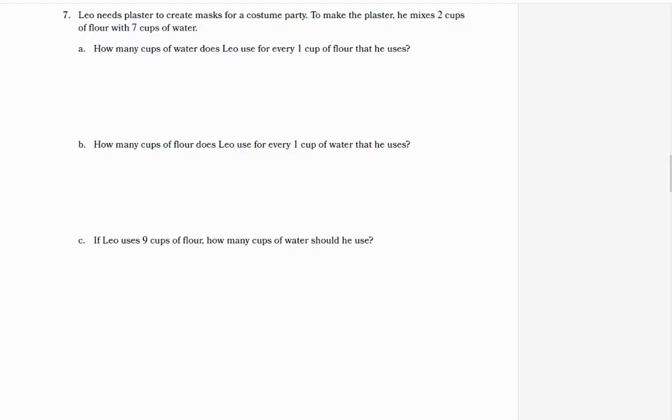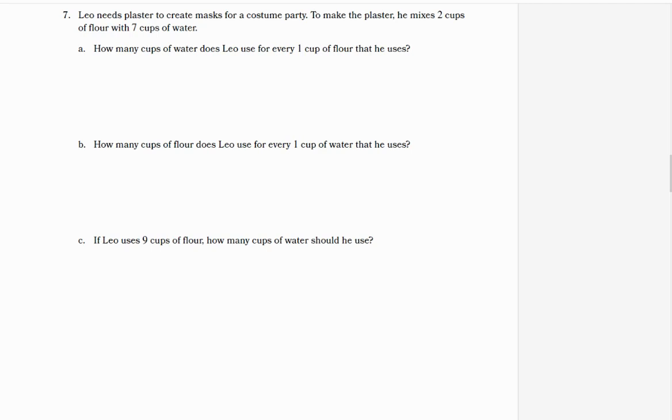We are really struggling as a class with these kinds of problems, so I'm going to go through and show you how to do one complete problem. This is 6th grade, lesson 10, practice number 7. Leo needs plaster to create masks for a costume party. To make the plaster, he mixes 2 cups of flour with 7 cups of water.